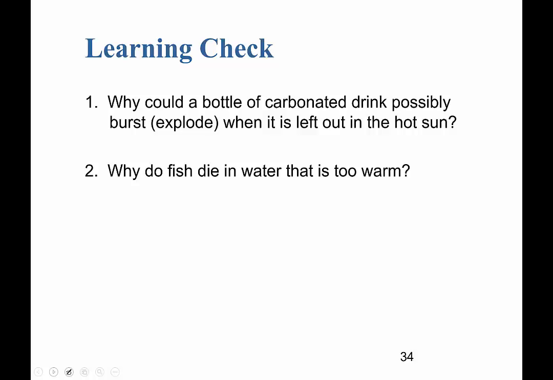Why do fish die in water that's too warm? Well, now we're looking at gases like oxygen dissolved in the water. If it's too warm, there's not enough oxygen dissolved in the water, and the fish need the oxygen, so they're going to die.